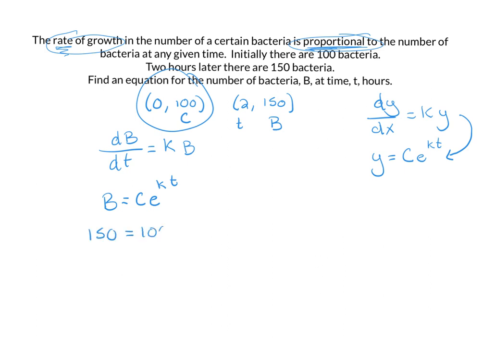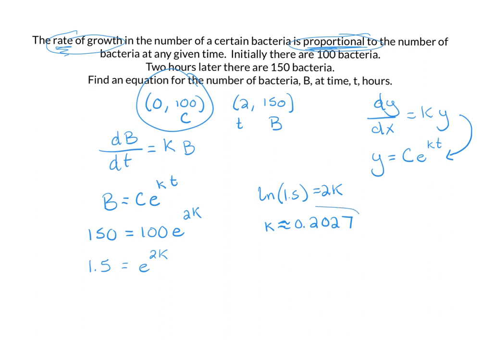150 equals 100 e to the 2k. And now let's solve for k. So divide both sides by 100. 1.5 equals e to the 2k. Take the natural log of both sides. So the natural log of 1.5 equals 2k. Divide. We could try to keep this exact, but I'm just getting a decimal. And that decimal is, k is approximately 0.2027. So sometimes we'll stop right there.